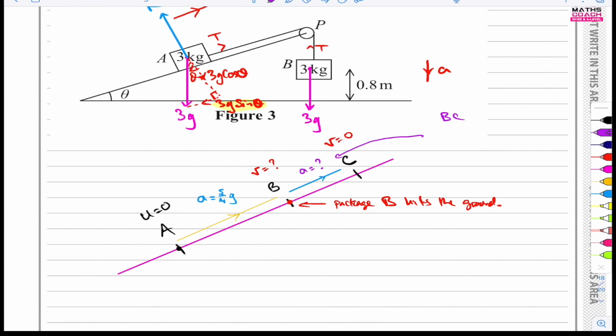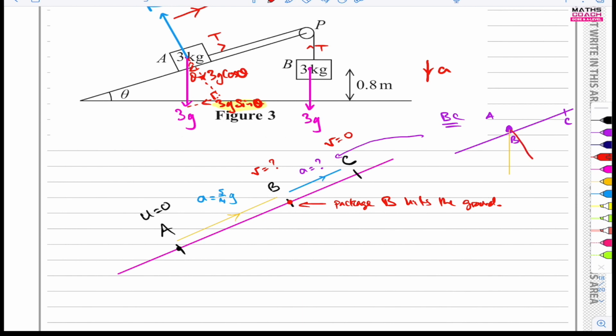So from B to C, let's say that's package A, point B here, and it goes up to point C here. There's no friction anyway. There's no more tension anymore. So the only force acting on our package here would be due to gravity.